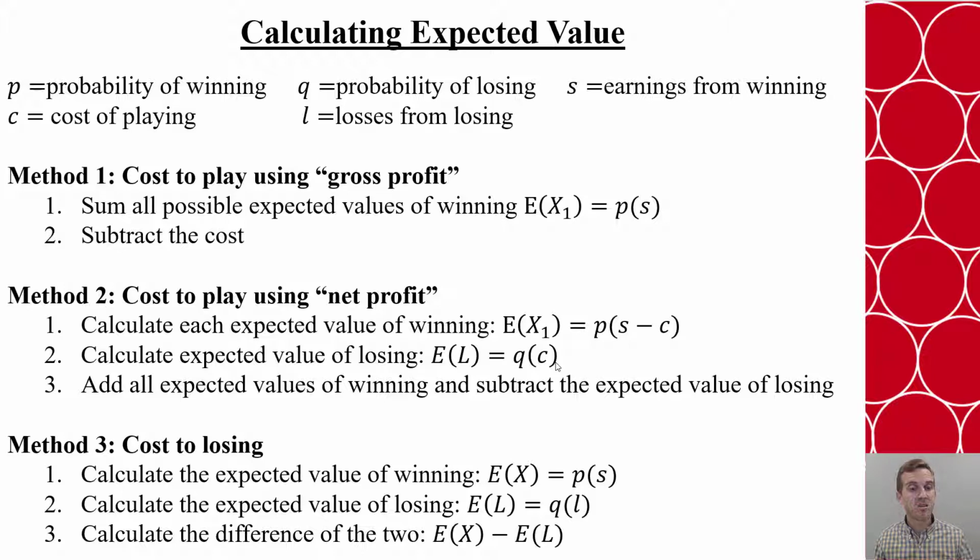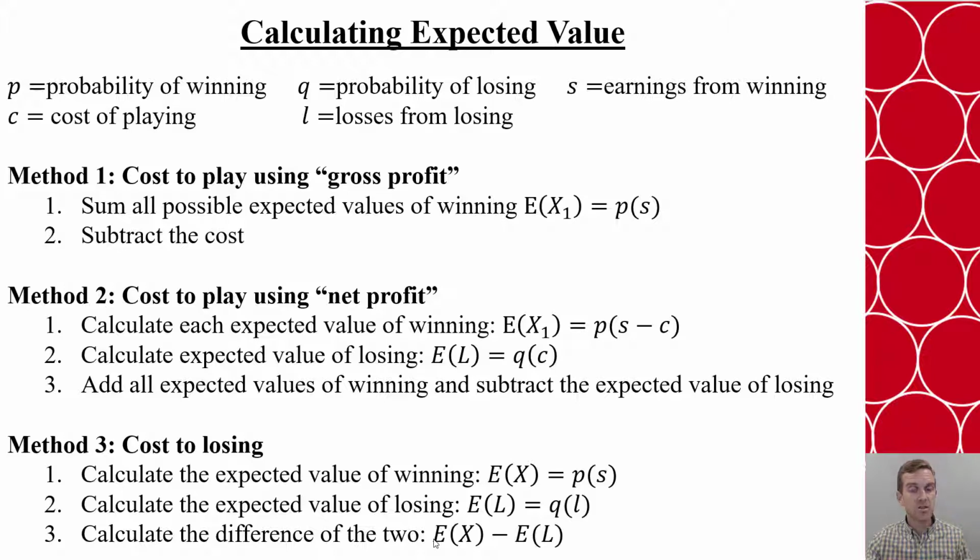And that is the cost to losing. When this happens, we're going to calculate the expected value of winning. Then we're going to calculate the expected value of losing, which would be that probability of losing times how much you are going to lose. And then what we do is we calculate the difference of those two values. And this often happens when we're looking at bidding for certain projects in financial situations.